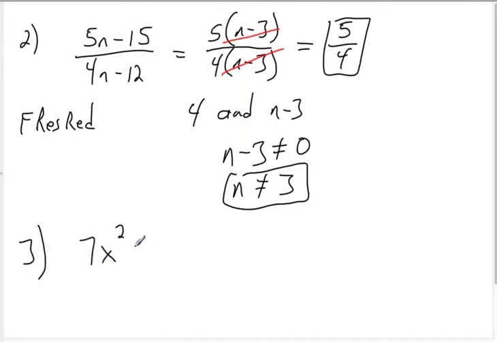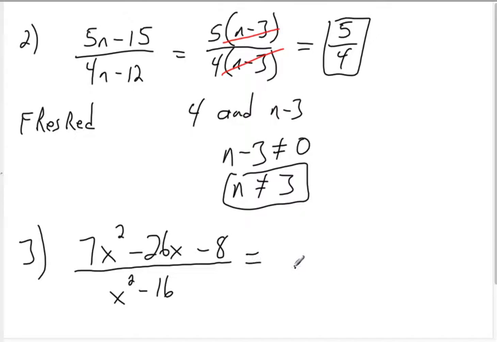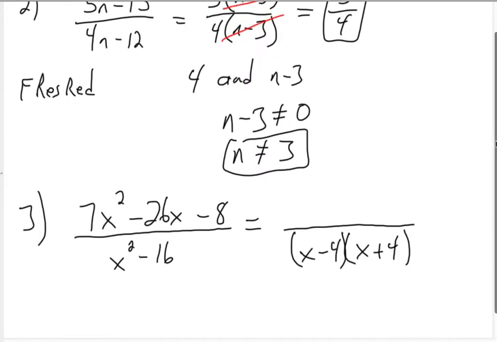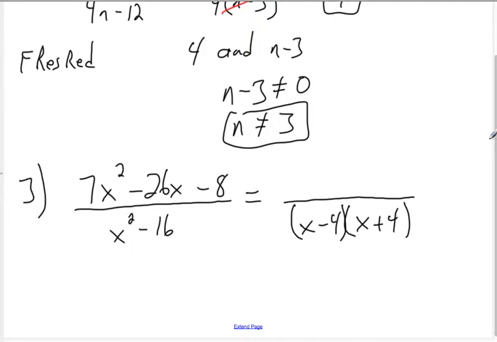Number 3. We have (7x squared minus 26x minus 8) over (x squared minus 16). Okay, so that top one is pretty beastly to factor. However, assuming that it's going to cancel out with one of the bottom ones, I'm going to do the bottom first because that's a difference of squares, so it's (x minus 4)(x plus 4). And so the top I'm going to assume is going to have an x plus 4 or an x minus 4. So let's see if that's true.